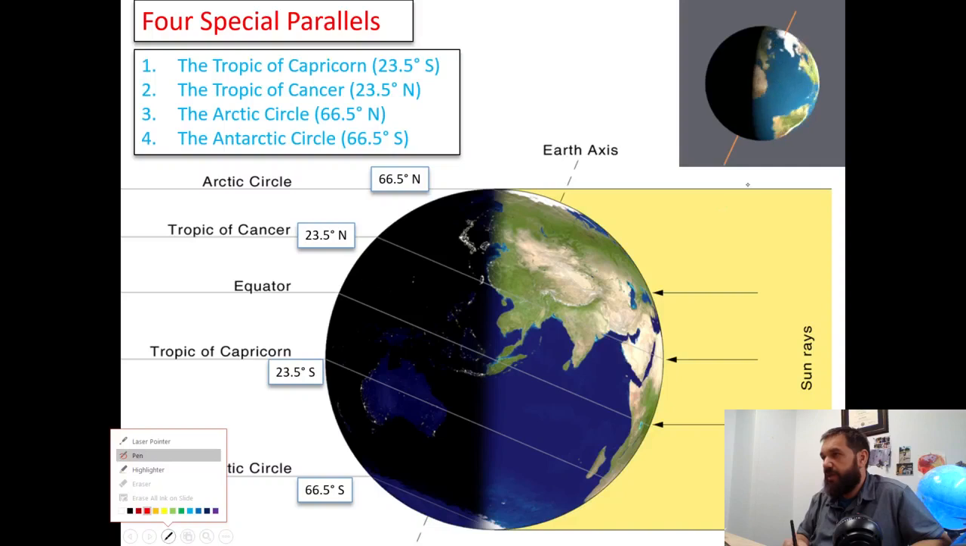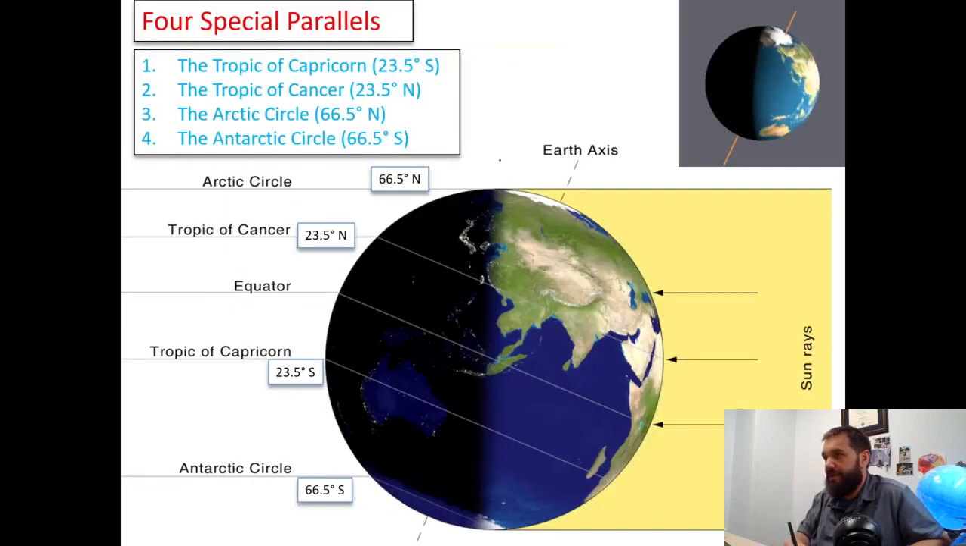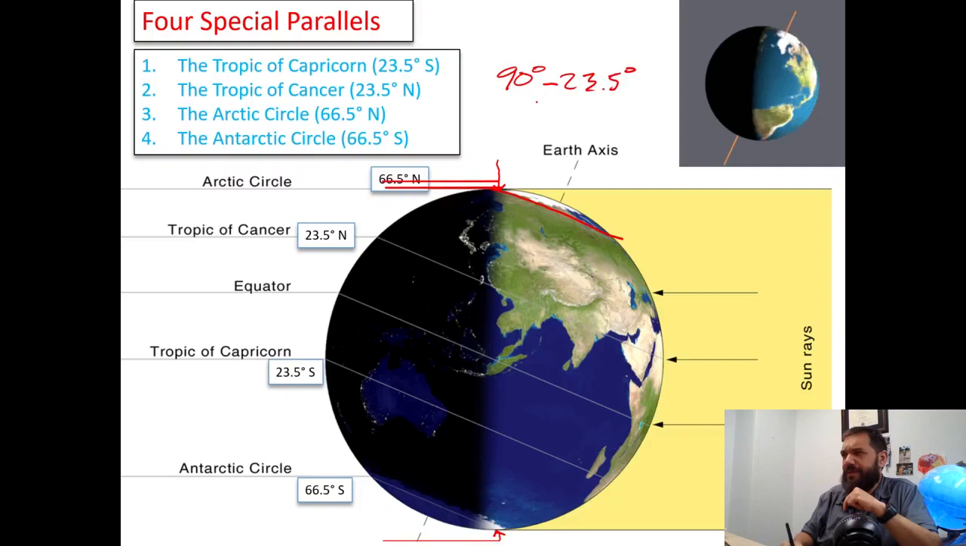Notice where the sun's rays come in, it's basically like the very top of the Earth. Right here in this drawing, that's the very top of the Earth. Notice it's not the axis, not the North Pole or South Pole. It's actually the Arctic Circle and the Antarctic Circle, at 66.5 degrees north and south. Where do we get that number? It's just 90 degrees minus 23.5 degrees, and that equals 66.5 degrees.